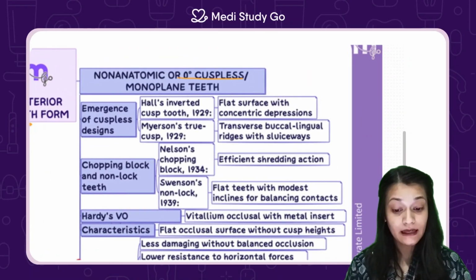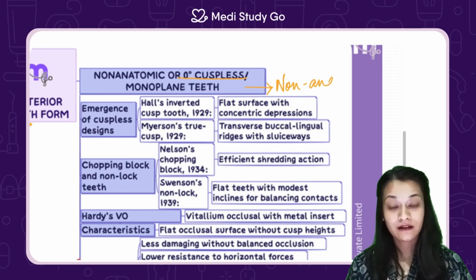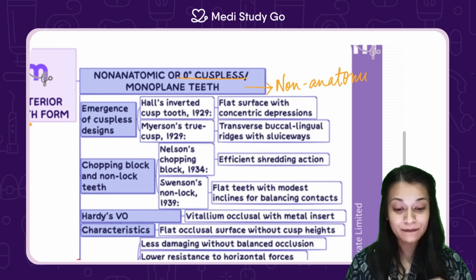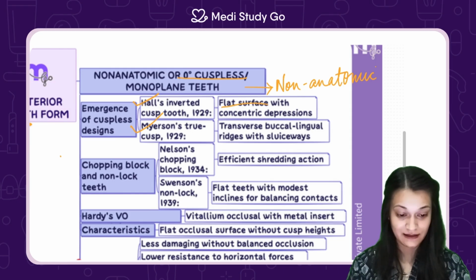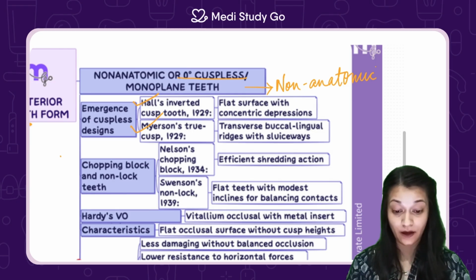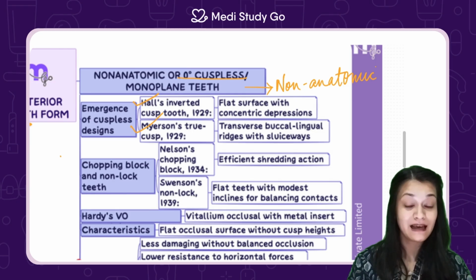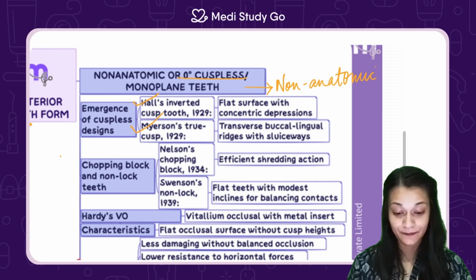Talking about the cuspless or monoplane, which is also known as your non-anatomic type of teeth. There were multiple variations that had come. Hall and Myerson actually came up with a flatter surface. So there was a flat surface with depression given by Hall, while Myerson said that there had to be transverse buccolingual ridges with sideways glide.